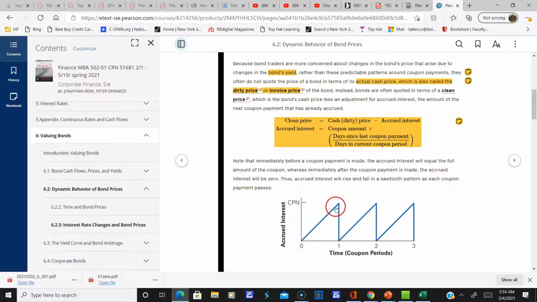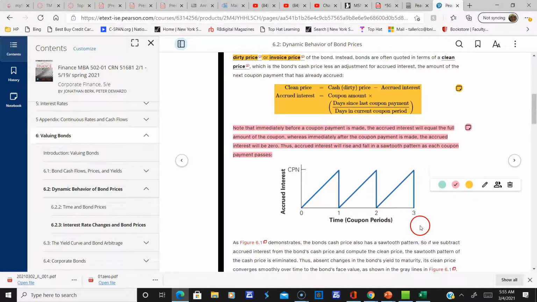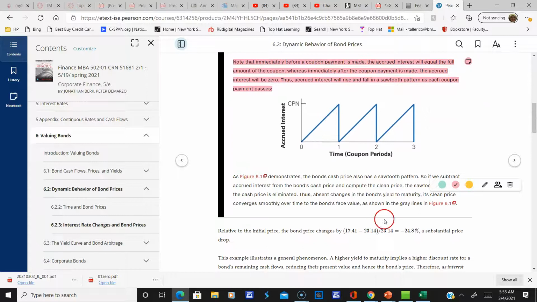All right, so here's a blow-up of that sawtooth curve. So note that immediately before a coupon payment is made, the accrued interest will equal the full amount of the coupon, whereas immediately after the coupon payment is made, the accrued interest will be zero. Thus, accrued interest will rise and fall in a sawtooth pattern as each coupon payment passes. So this is an important concept that we looked at in the other graphs, and they're giving you a blow-up here of that. So this is how the sawtooth pattern is coming about.